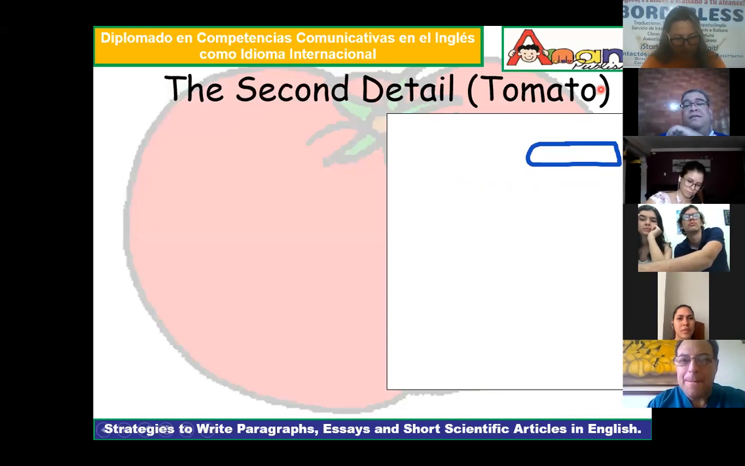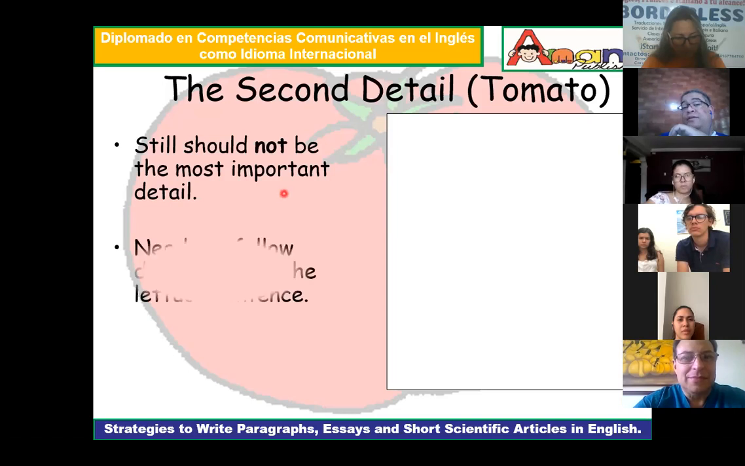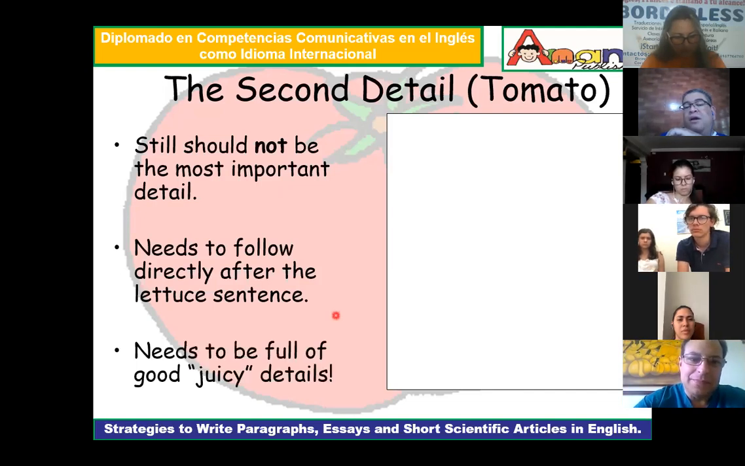Be careful with that. I need to put it like this. So the second detail is this one here. It still should not be the most important detail, because it's supporting. They are just supporting. It needs to follow directly after the lettuce sentence, and needs to be full of good, juicy tomato details.